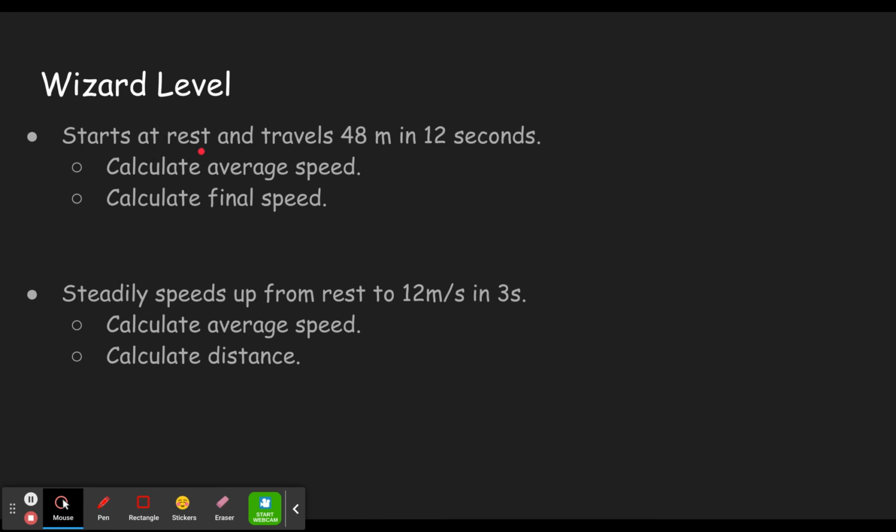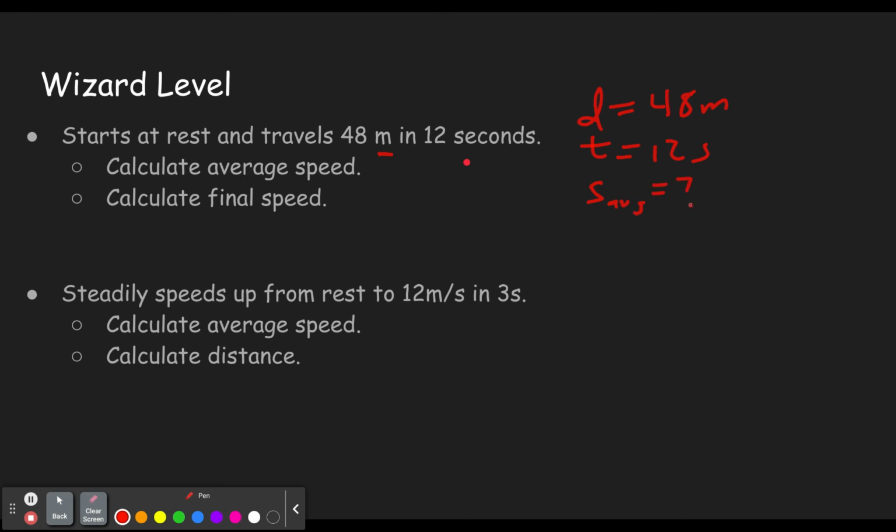Starts at rest, travels 48 meters in 12 seconds. Okay, well, we were given the distance. See, now you have to kind of figure it out. The key is look at meters. Meters is a measurement of distance. Okay, so distance is 48. Then we see 12 seconds. Well, seconds is a measurement of time. So that means the average speed is an unknown. We also don't know the final speed.